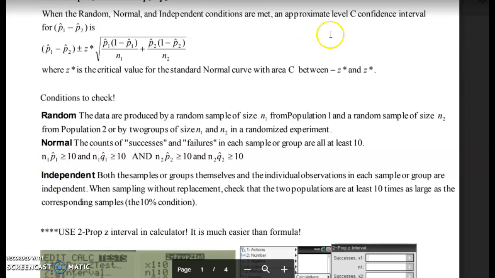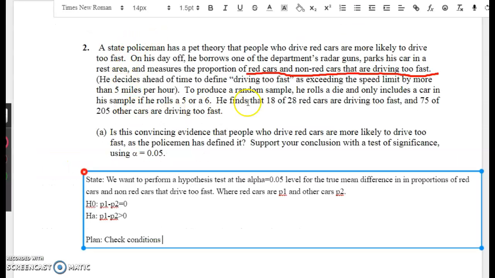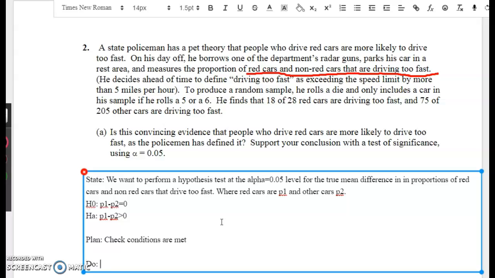Normal, you'd have to do NP1. So in this problem, NP1 would be the 18, and then the rest is 10, the successes and failures, they're both at least 10. And then NP2, 75 out of 205, that's bigger than 10. The rest is obviously also bigger than 10. So normal conditions met. So random's met, normal's met, independent. I'd say both these samples are less than 10% of cars on this highway. So we'll say conditions are met. You'd have to show that. I just said it out loud to save some time.